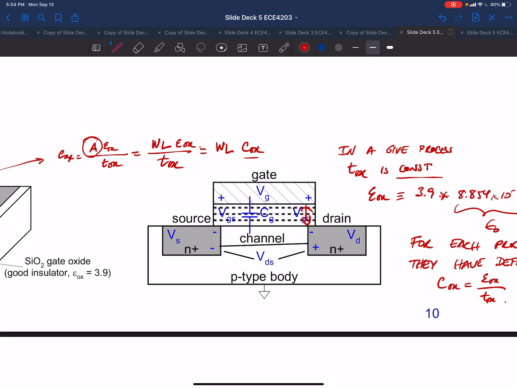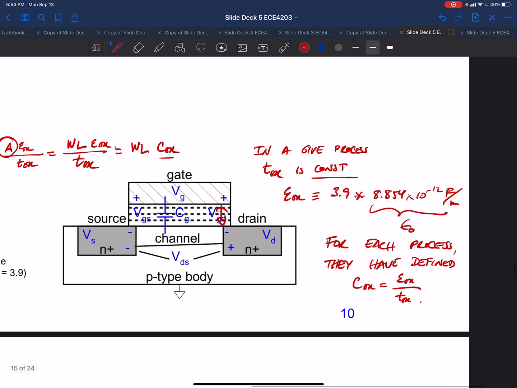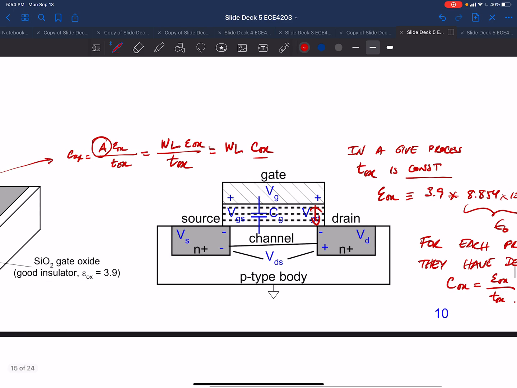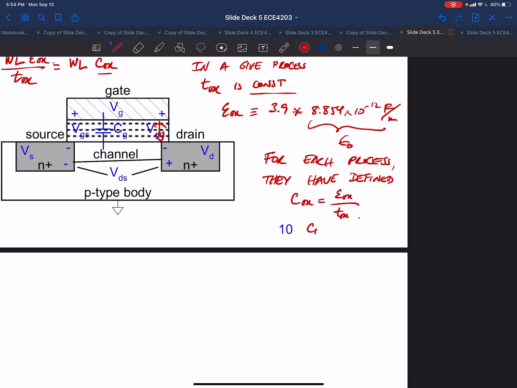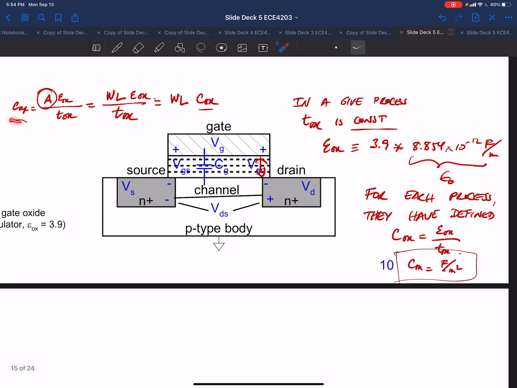Notice what the units of this C ox are. We're trying to get to a capacitance value, so C ox is going to look like farads per meter squared, or farads per centimeter squared. It's in units of capacitance per unit area. That way, when you multiply it by the area, you end up with capacitance, which is what you're looking for.